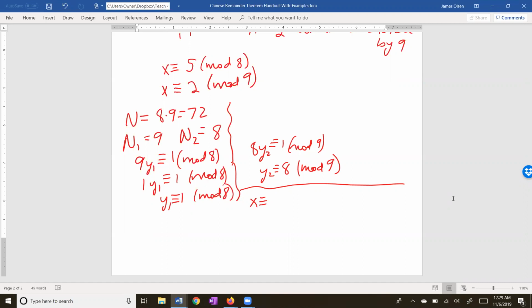X is congruent to B1, N1, Y1: 5 times 9 times 1, plus B2, N2, Y2, which is 2 times 8 times 8. This is mod 72. Adding these up, I get 172 mod 72. And if I subtract 72 a couple times, I get 29. X is congruent to 29 mod 72.